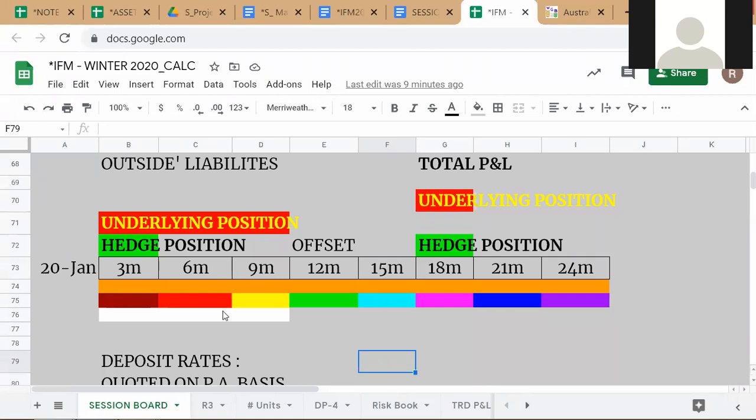Yes, Aman? Sir, how will we differentiate between fixed and floating interest rate here?